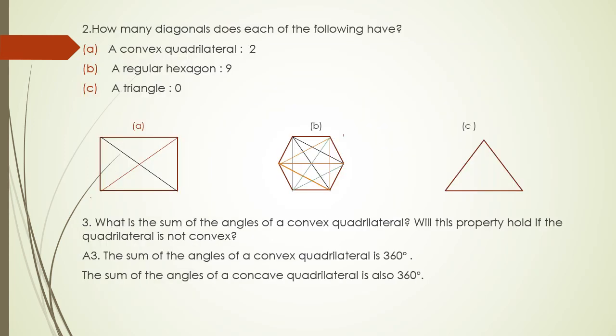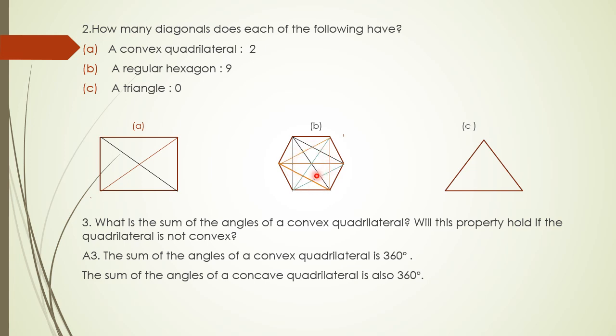Question number 2. How many diagonals does each of the following have? First one, a convex quadrilateral. You can see a convex quadrilateral here and it has two diagonals. Right? Question number B, a regular hexagon. This is the figure of a regular hexagon and count the diagonals in this regular hexagon.